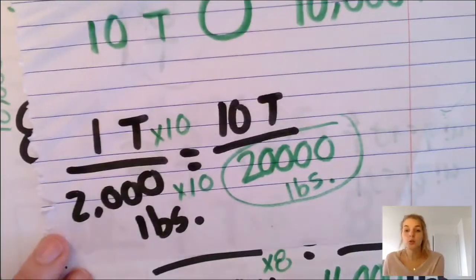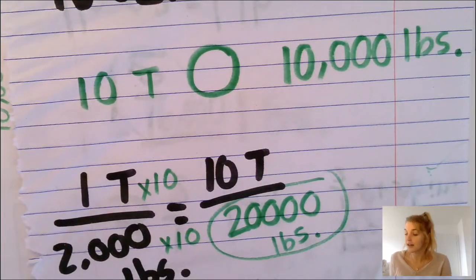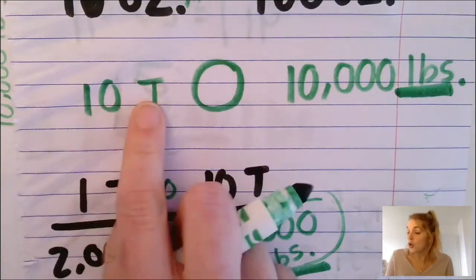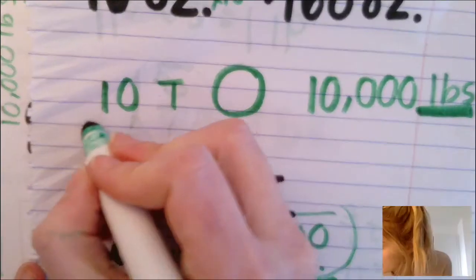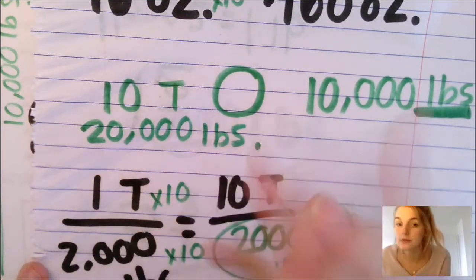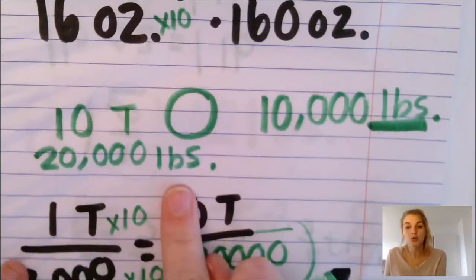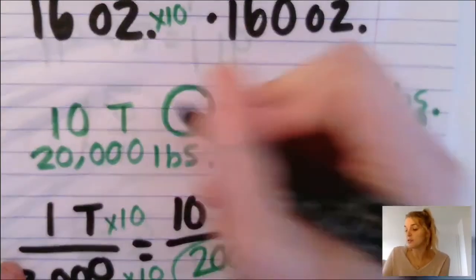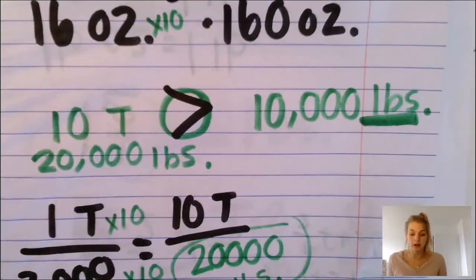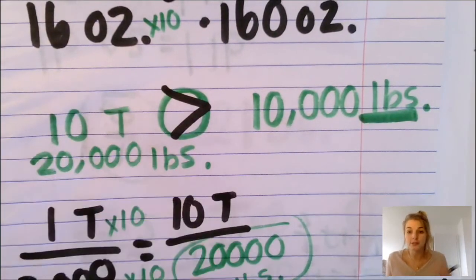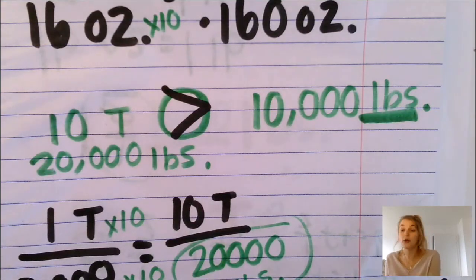So the reason I told you you only had to convert one side is now we know both units in pounds. We know that 10 tons is the same thing as 20,000 pounds. So what's greater, 20,000 pounds or 10,000 pounds? I know that 20,000 pounds is greater because it is a bigger number. So when you get those problems, just focus on converting one side so that you can figure out the conversions and make them the same for the units.